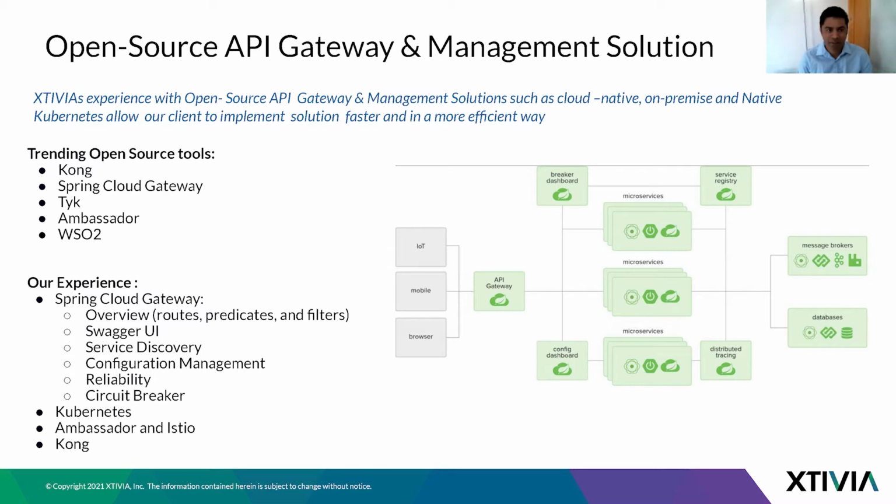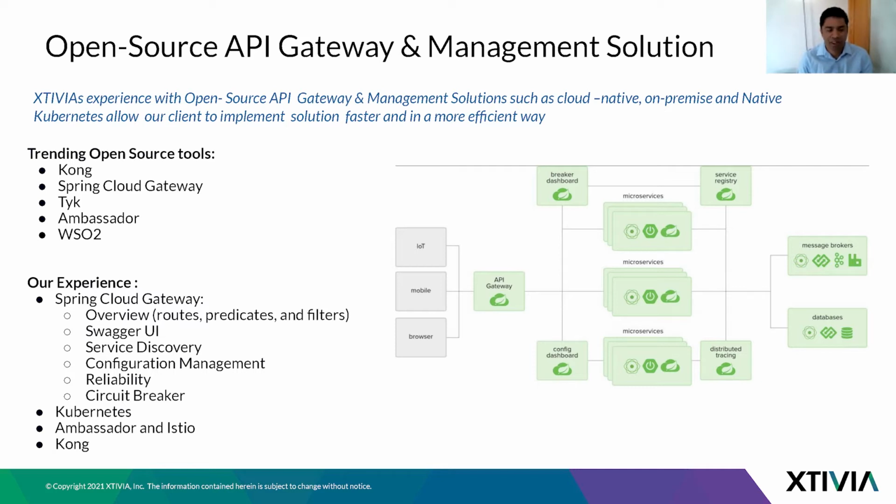What we have seen so far in the market, which is trending today, is a lot of Kong implementations, and very closely following that is Spring Cloud Gateway. We also see, for advanced clients who are getting into the Kubernetes ecosystem, a lot of Ambassador implementations. Tyk and WSO2 were there before in the market, and they were open source. They are still open source. They also have a commercial version. But as I mentioned, Kong, Spring Cloud Gateway, and Ambassador are what we have seen in our experience.